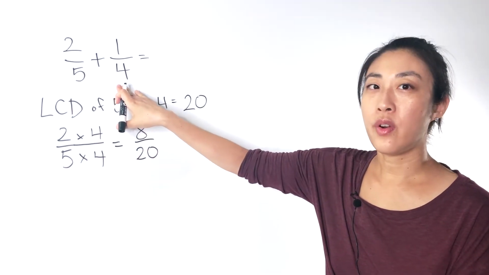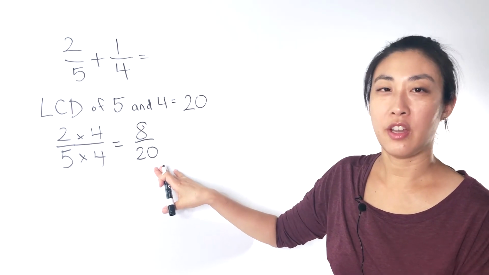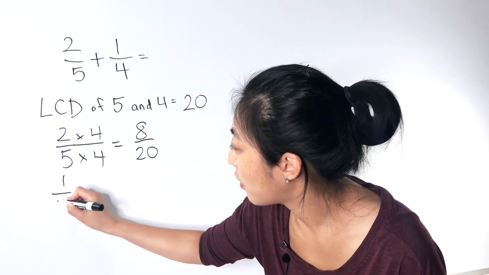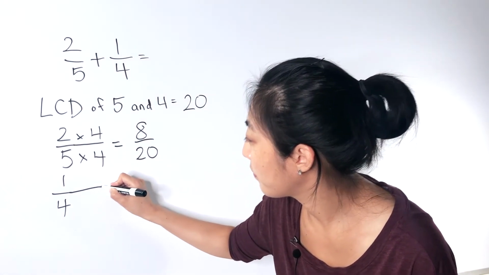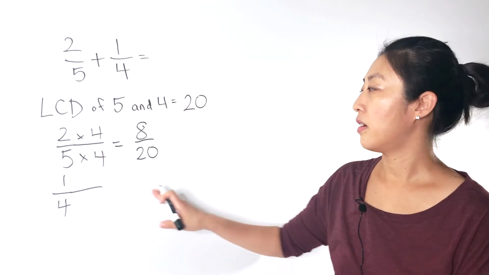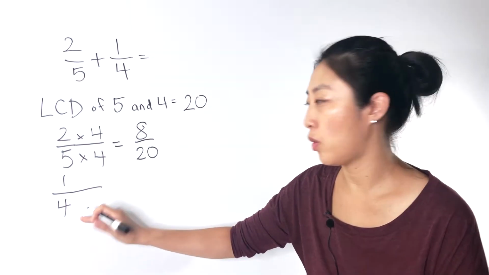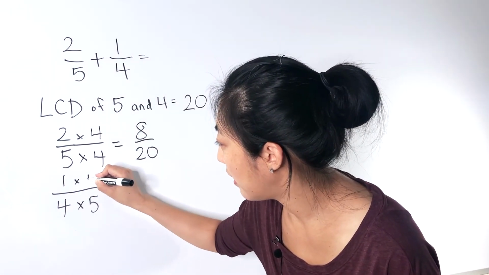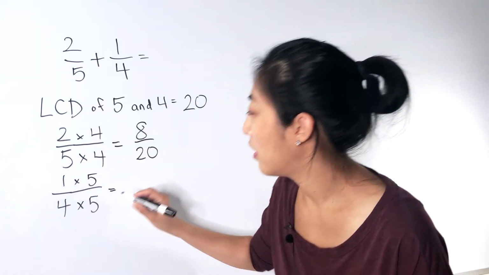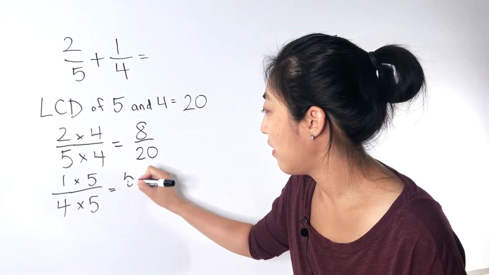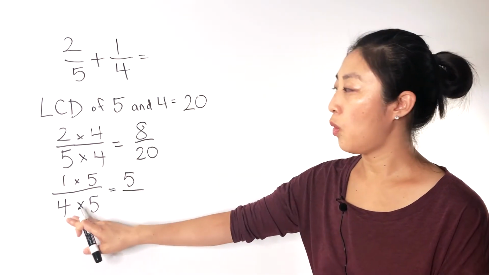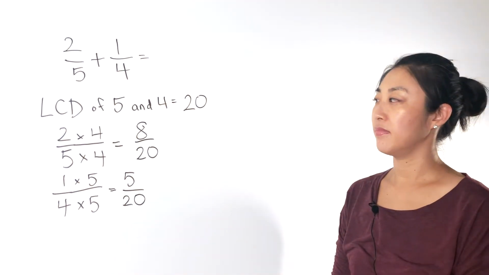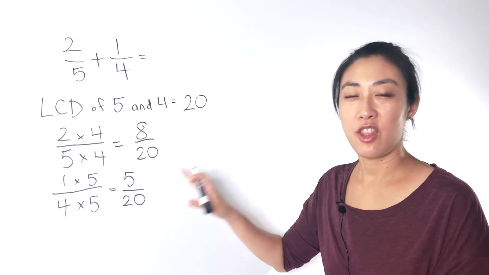We want to change 1/4 so the denominator is 20 as well, without changing the value. So we do the same thing. We have 1/4, and to make 4 into 20, we multiply 4 times 5. Then we do the same thing in the numerator. 1 times 5 is 5. 4 times 5 equals 20. So now we have both fractions in the form that we want.